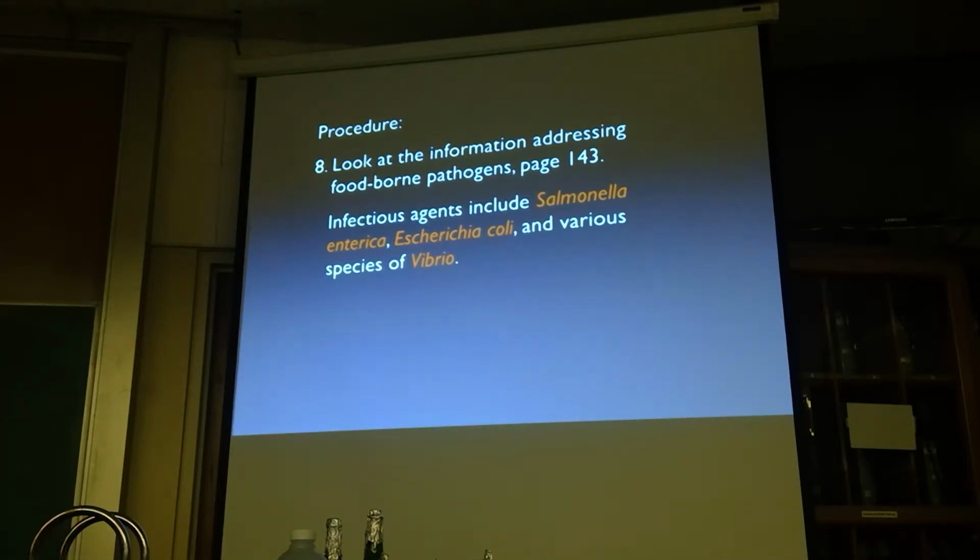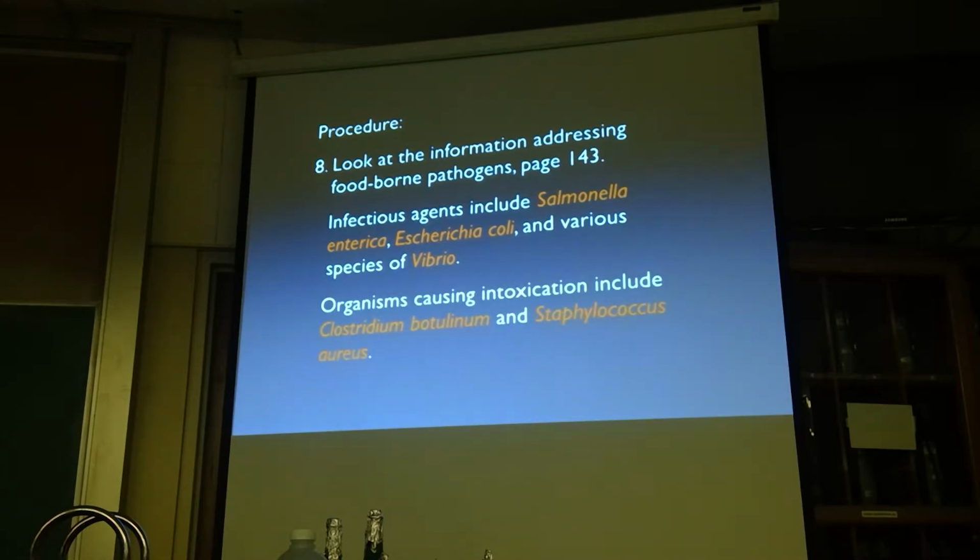Vibrio is another organism. There are different species of Vibrio. Of course, Vibrio cholerae causes cholera. But there's Vibrio parahaemolyticus, usually associated with oysters. If you eat oysters raw, you can be infected with Vibrio parahaemolyticus.